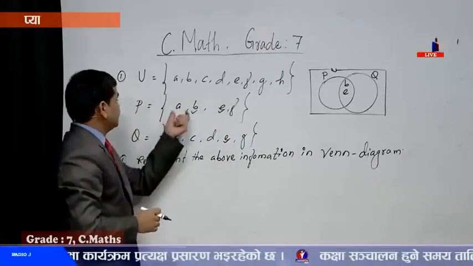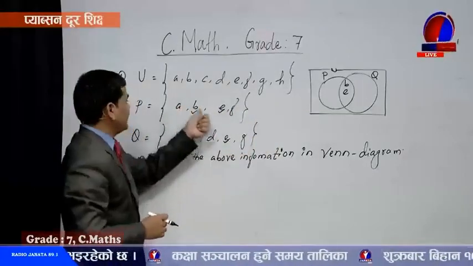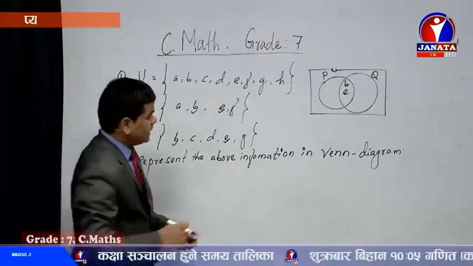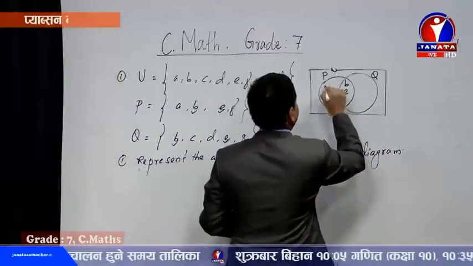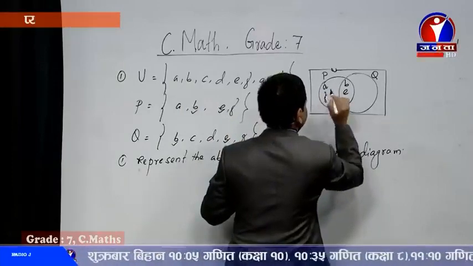So if you see in the P set, B and E, as we have already kept, now A and F remain. So they belong to the side of P only, A and F. So let's keep here A and F.